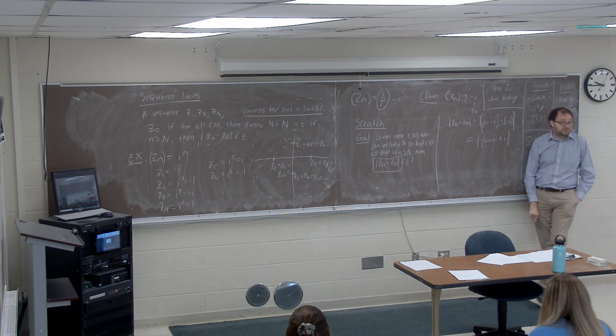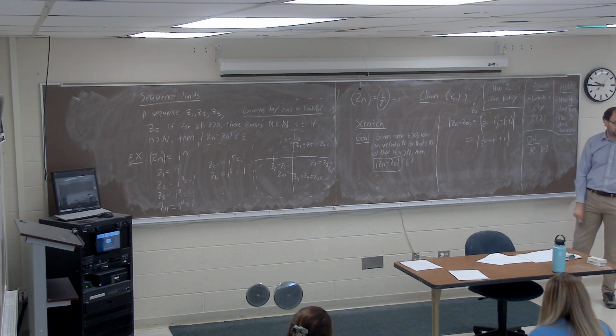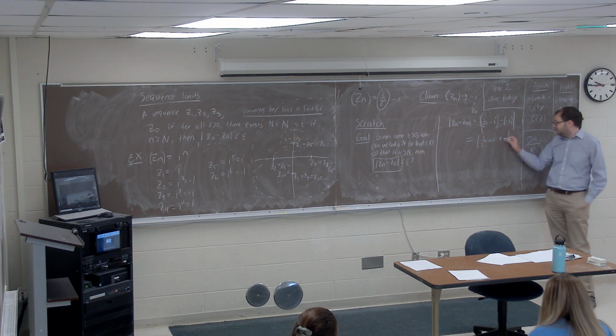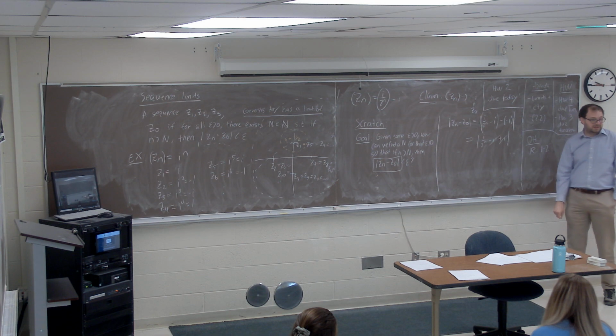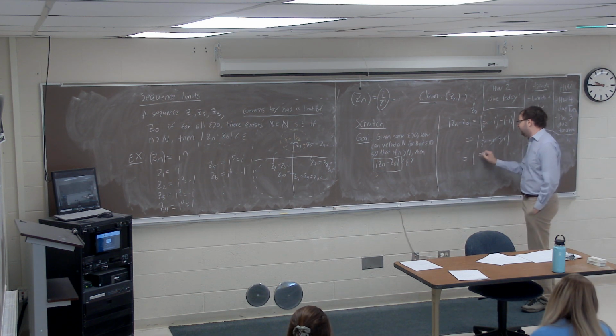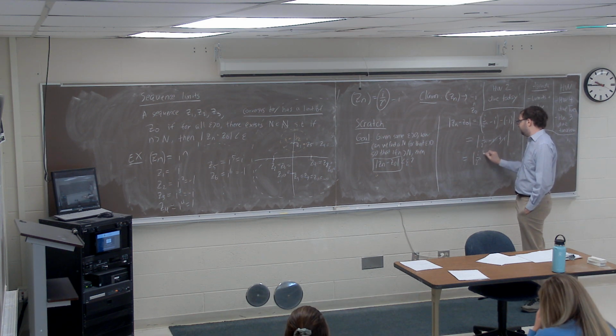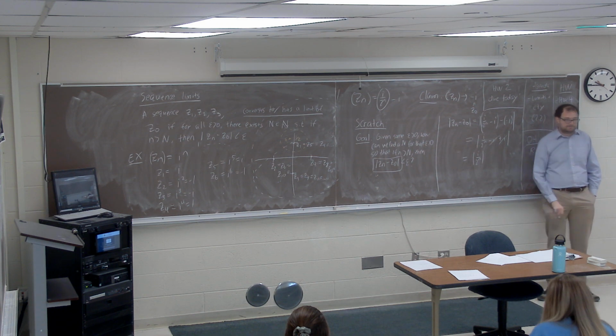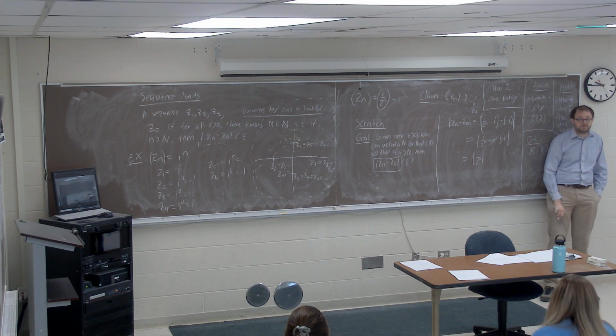Caleb, anything we can do to simplify this? Negative i plus i is 0. So we just get the absolute value of i over 2 to the n. Where can we go from here?